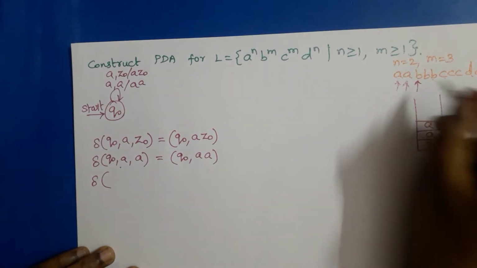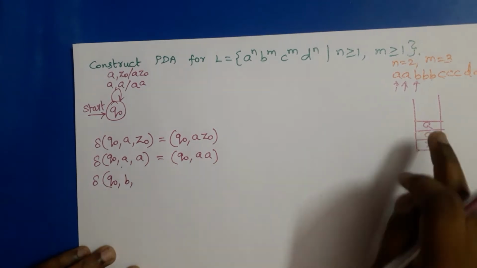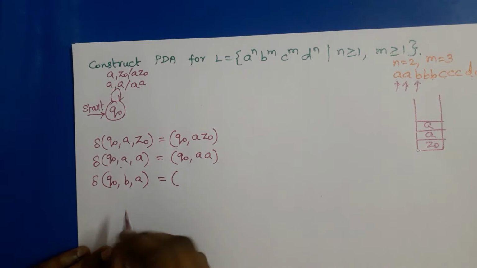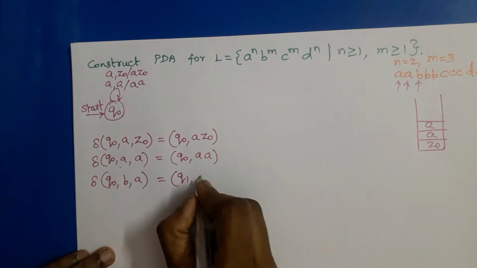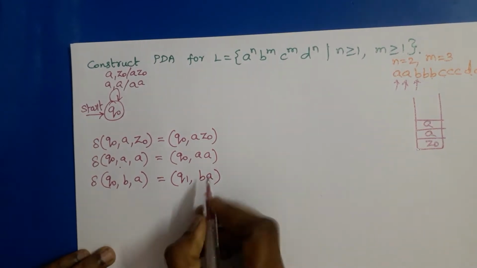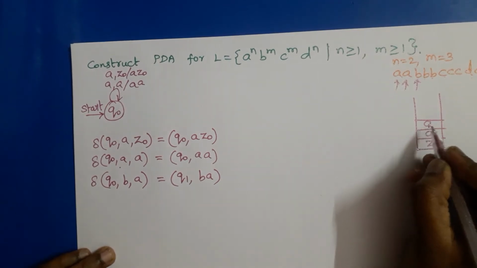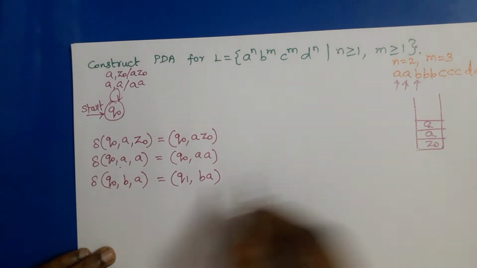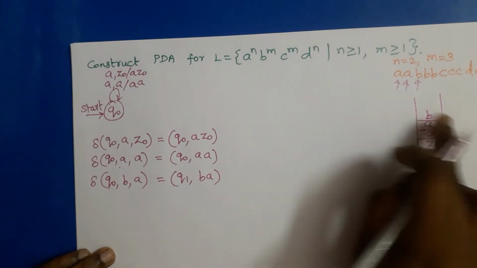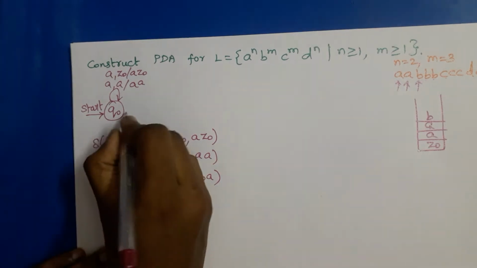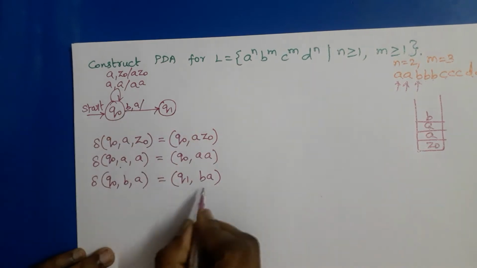Now the next symbol is b. We are in state Q0, the next symbol is b and the top of the stack is a. So we need to go to the next state Q1, and b should also be pushed onto the stack. So we write ba here. This a replaces the a on top of the stack, and the input b is pushed onto the stack. So from Q0 to Q1, b comma a slash ba.